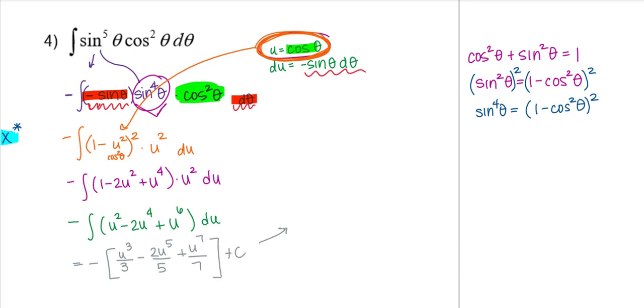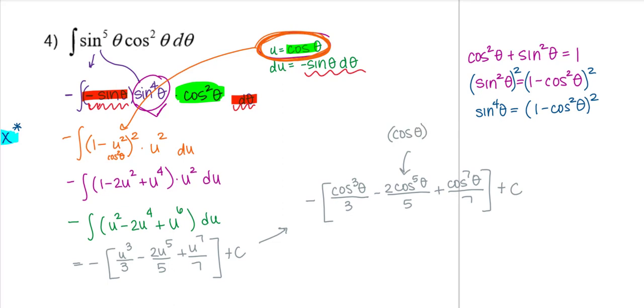I will put my u back in. U was cosine theta. Cosine cubed theta over 3 minus 2 cosine to the fifth theta over 5, and plus cosine to the seventh theta over 7 plus c. And again, some systems, when you're typing in cosine squared theta, they understand what that means, but maybe not for cosine to the fifth. So you might have to type in things like cosine of your angle raised to the fifth, like so.